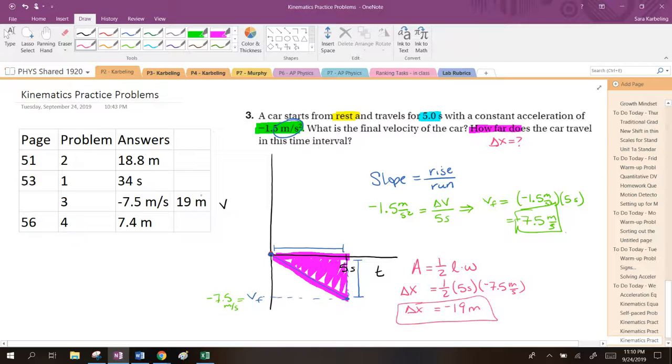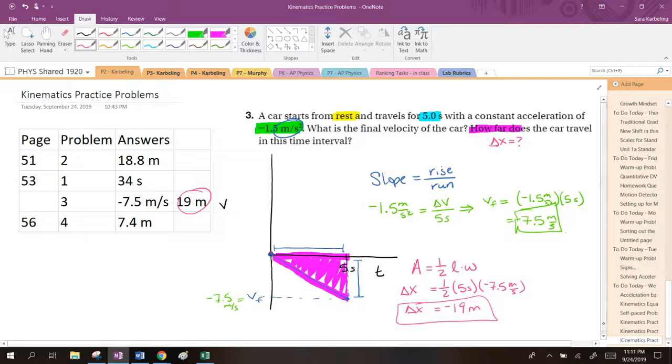I was just looking at these answers up here and I see that the answer is 19. But it's just because it says how far does the car travel, so it's really looking for a distance, not the displacement. If you give me a negative 19 on a question like this, even though it's just asking for that 19, I would never count that wrong because that's just giving me more information. So that's totally fine. Bam, we got that done.